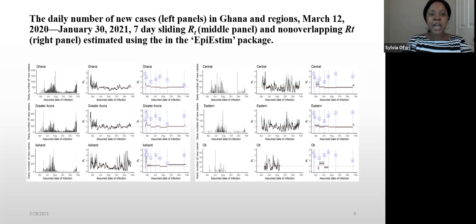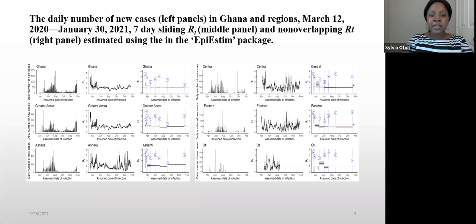So here I have a result for 5 regions in Ghana as a whole. The left panel is the epidemic curve, the middle panel is the Rt using the 7-day sliding window, and the right panel is for the non-overlapping methods. If you look at the Rt plots for each region in Ghana, you can see that there were a lot of fluctuations around 1, which shows that there are times that the epidemic slowed down and other times it grew.